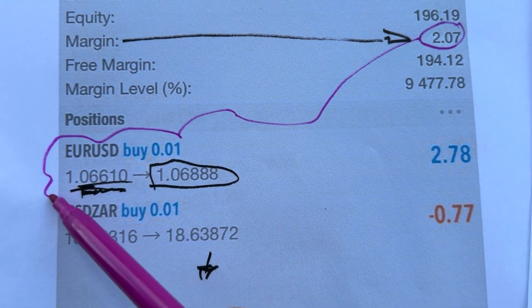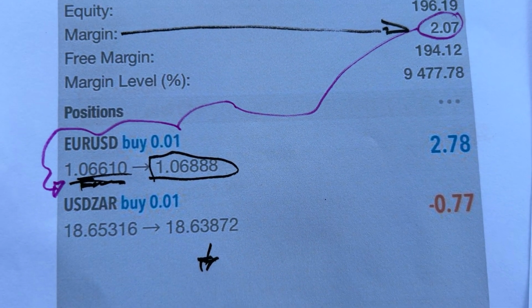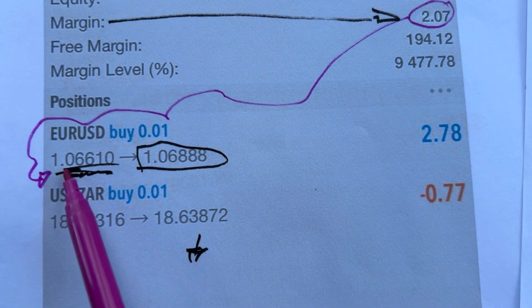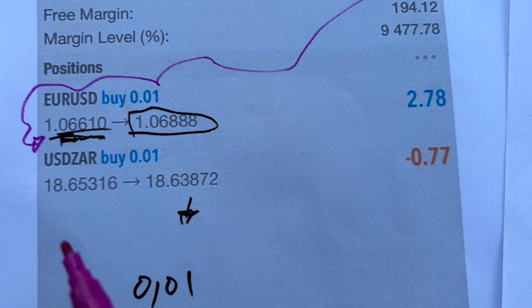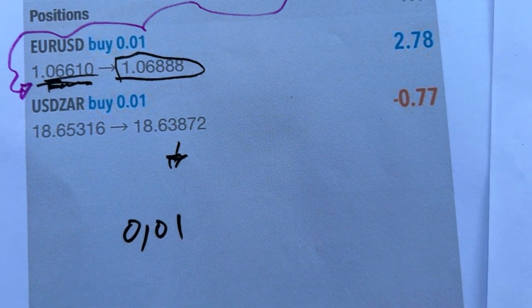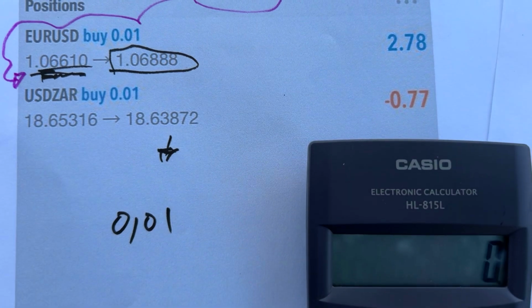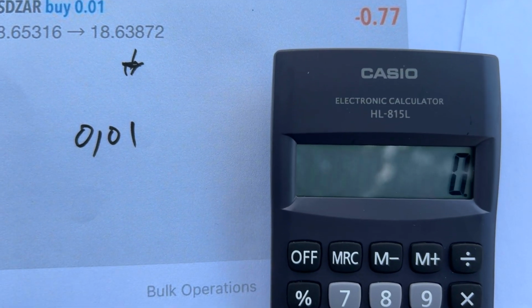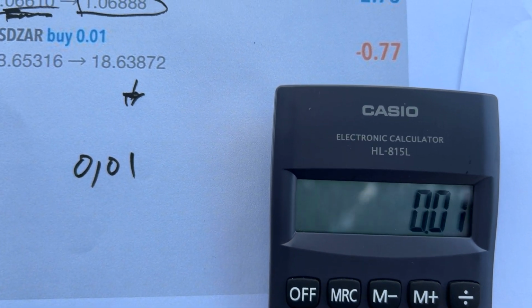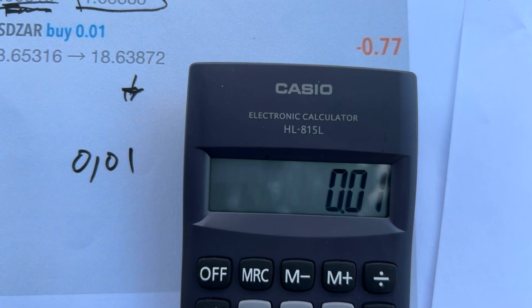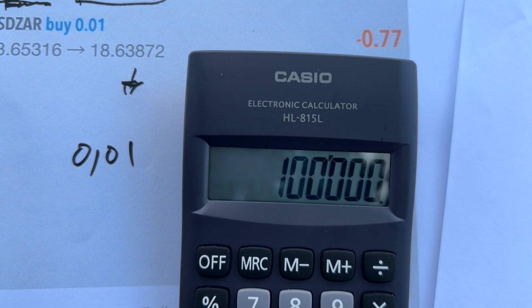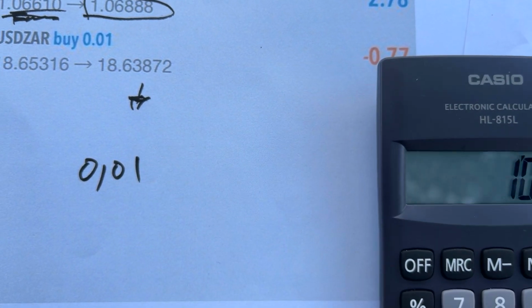Based on this price over here, because the price will keep changing. You won't buy at the same price as this one. Now, you're going to say 0.01, right? Just do the calculation: 0.01 times the 100,000, because we want to find the number of units.